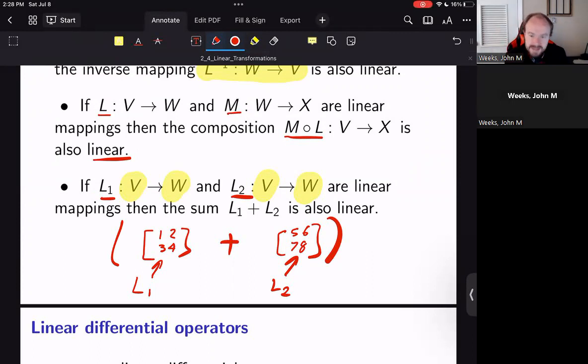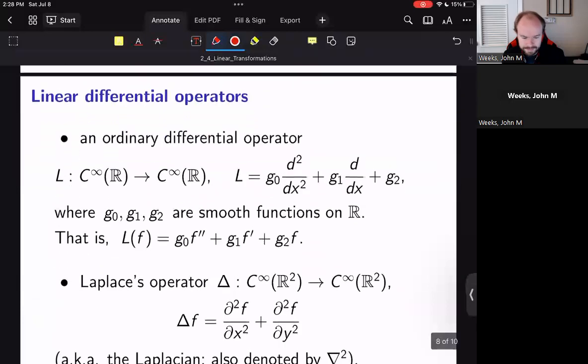So the sum of two mappings also ends up being linear. We know this in specific with the case of matrices because when you add two matrices, you get a matrix, and a matrix is a linear operator.